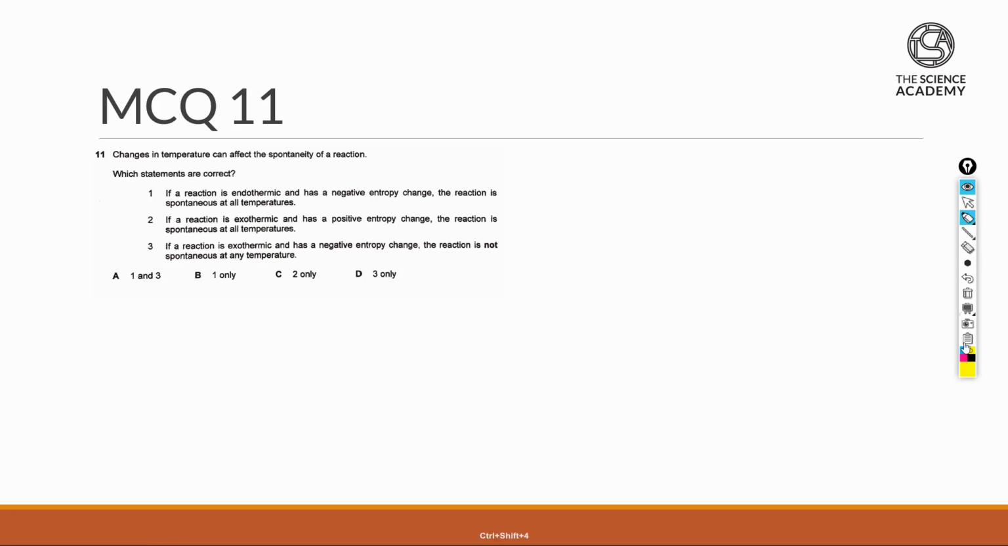MCQ 11, we're going to take a look at the spontaneity of a reaction. Wherever there's the spontaneity word here, we'll be relating it towards delta G. So we're going to have two expressions for delta G. The one that's found in energetics is going to be your enthalpy minus temperature multiplied by entropy. But if this happens to be a question relatable to electrochemistry, it will be equal to negative number of electrons in the redox equation multiplied by Faraday's constant and multiplied by E0 cell.